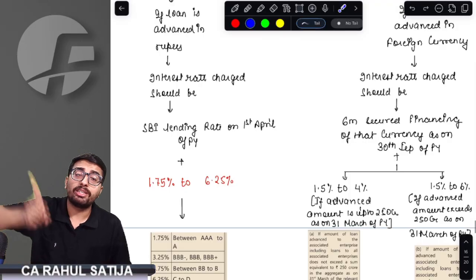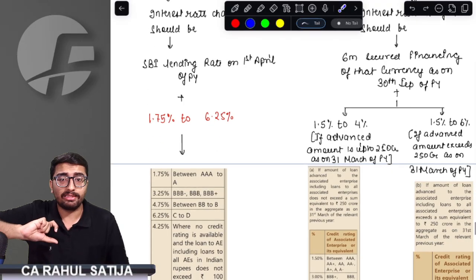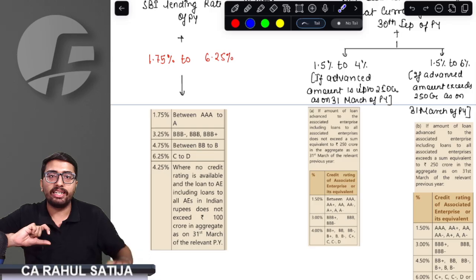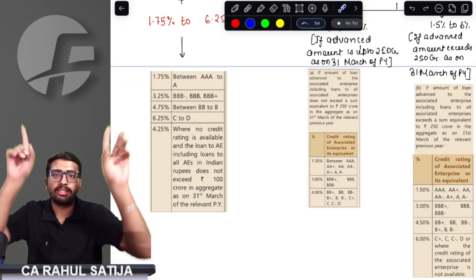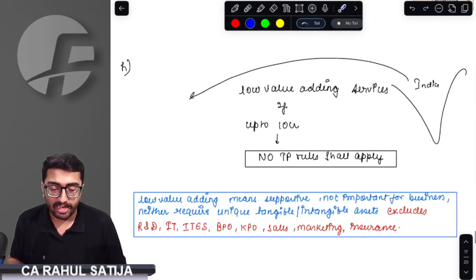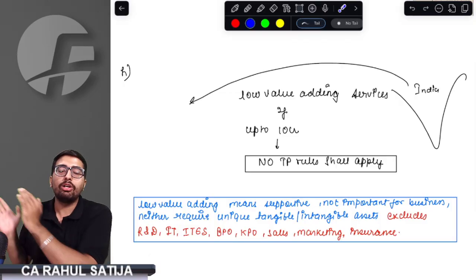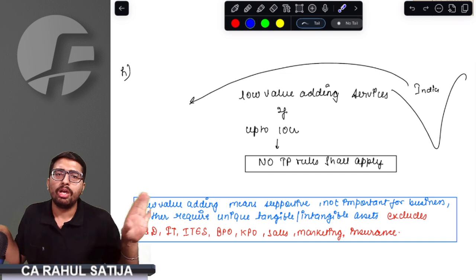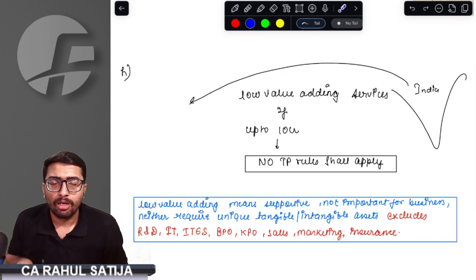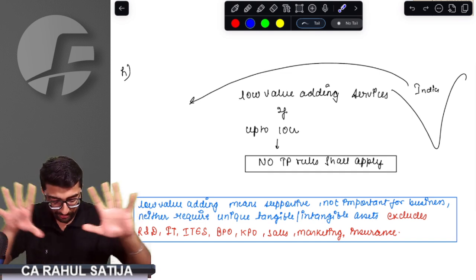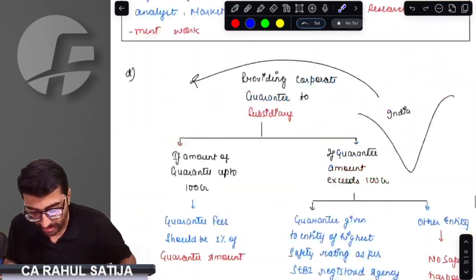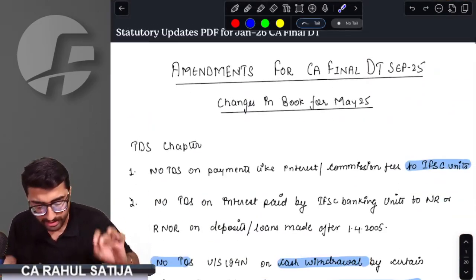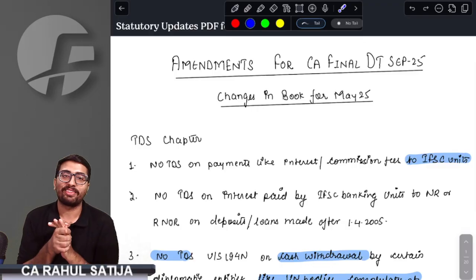But if the loan is given in rupees, then you have to charge the SBI lending rate plus something. Whatever A, B, C, D rates we have studied there, add 0.25% to that. At last, we understood that if we are providing any non-value adding services or low value adding services up to 10 crore, then no transfer pricing rule shall apply. Safe harbor rules are given to you in that case. These were the amendments applicable for Jan 26.